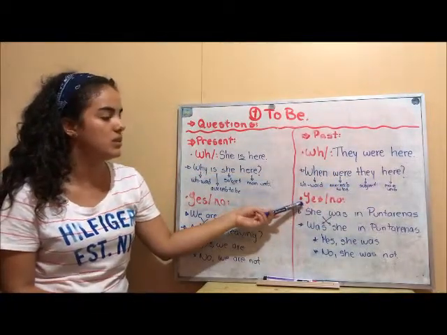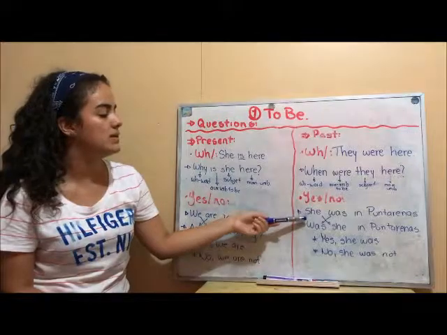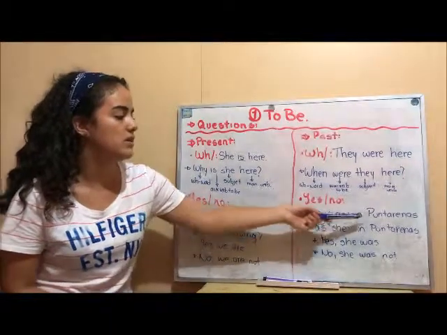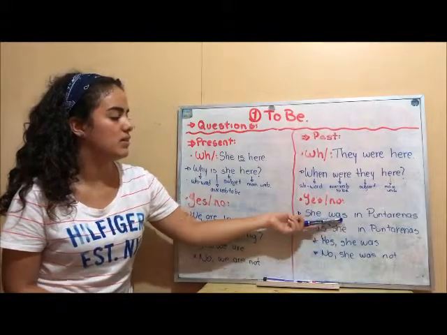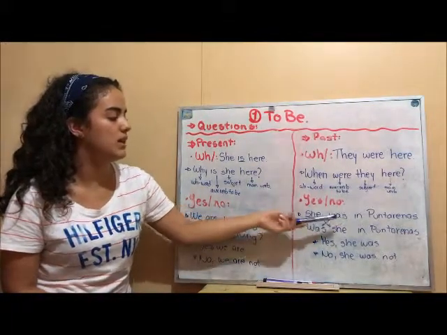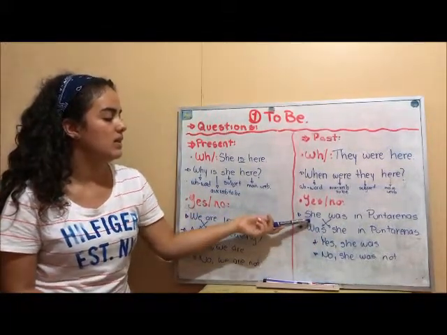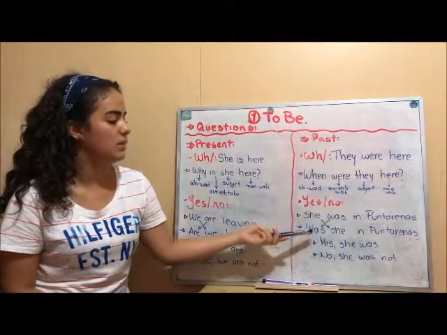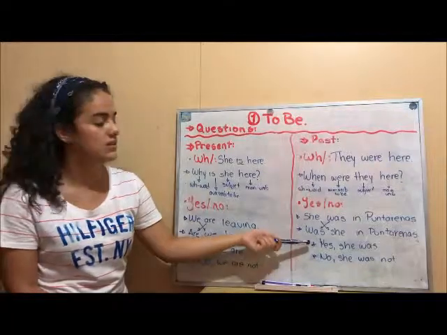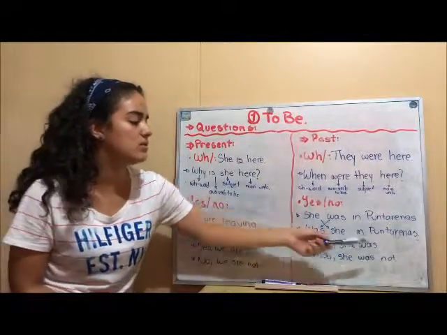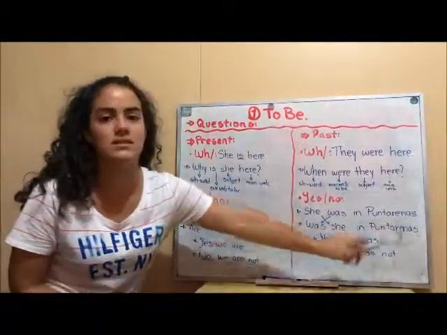And for the yes and no questions, it is the same. The sentence is, she was in Punta Arenas. So we need to put the auxiliary verb to be at the beginning, and then the same. Was she in Punta Arenas? And the answers are yes, she was, or no, she was not.